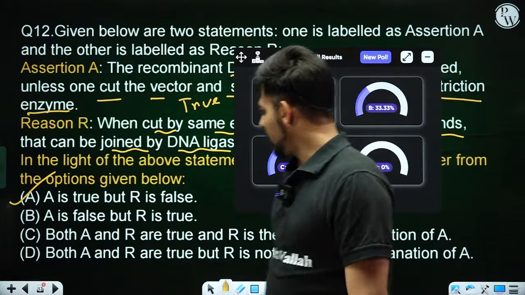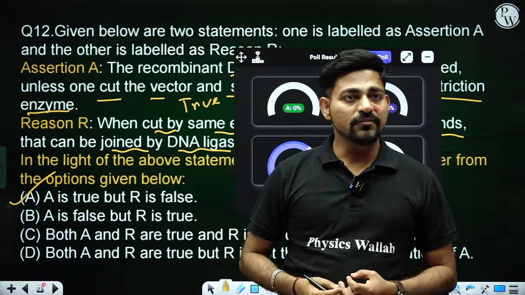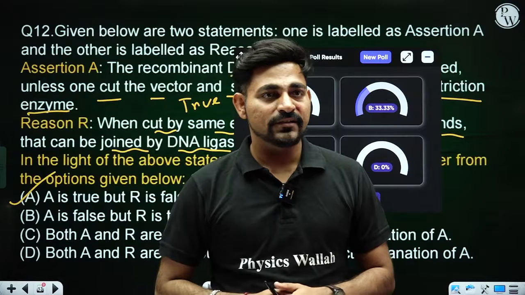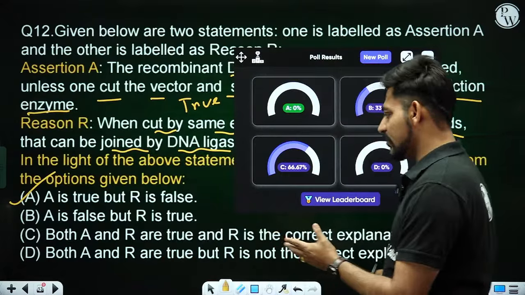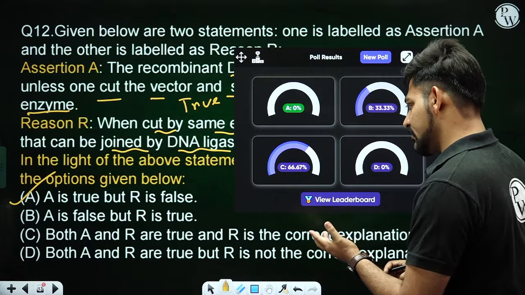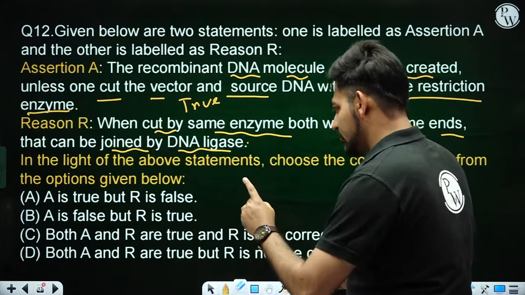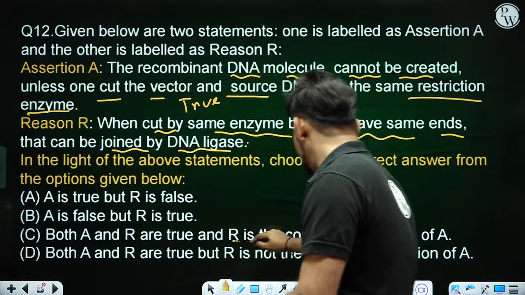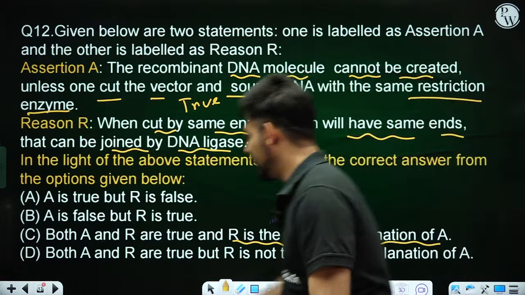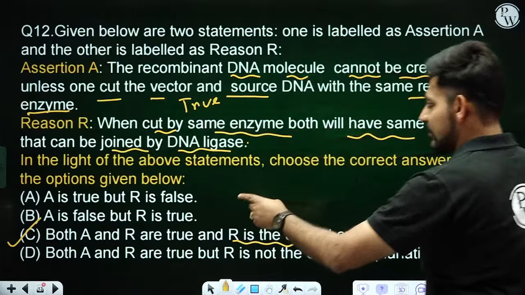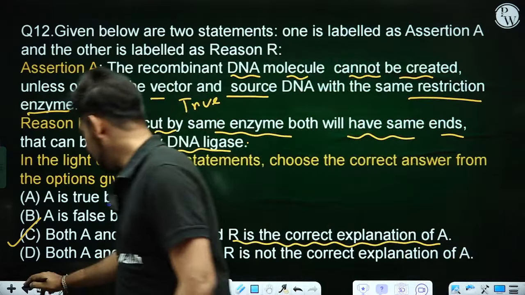I don't know why none of you have given the right answer. Okay, all of you have answered C. Sorry, yes, so both assertion and reason are true, and R is the correct explanation of A. So this is given in option C. Yes, you people are correct.